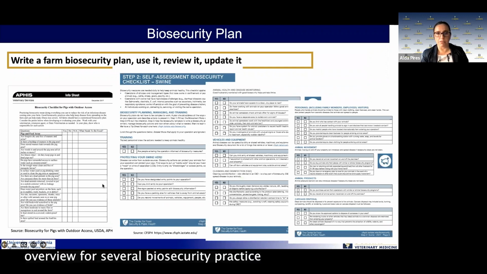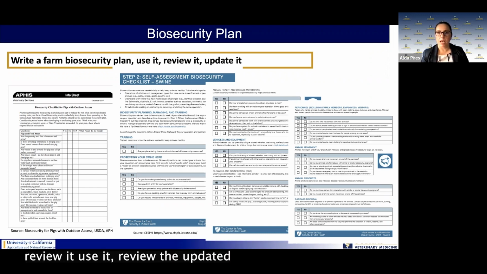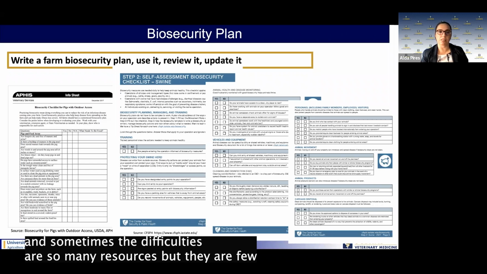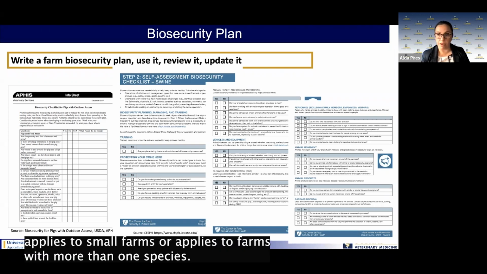So I went over several biosecurity practices or guidelines. They are very general. What we should do is write the farm biosecurity plan, review it, use it, review it, and update it. There are many resources out there, fact sheets and biosecurity plans. And sometimes the difficulty is that there are so many resources, but few that actually apply to outdoor pigs, to small farms, or to farms with more than one species.